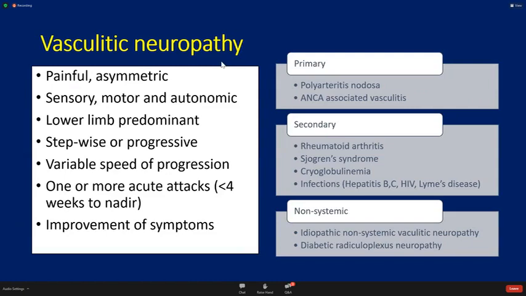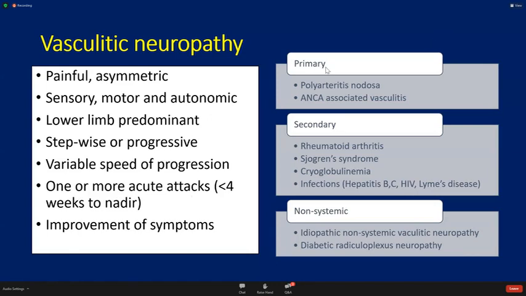important differential diagnosis. So in vasculitic neuropathy, it is painful. Usually sensory, motor and autonomic are affected. Lower limbs are more affected than upper limbs, and you tend to get the stepwise progression. It is important to ask whether there are any acute attacks, that is the onset to worst by less than 4 weeks. So all these points, lower limb involvement, painful and acute attacks, all these would suggest a vasculitic neuropathy.